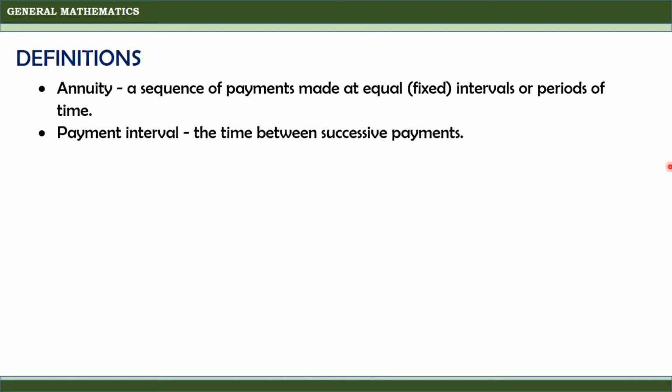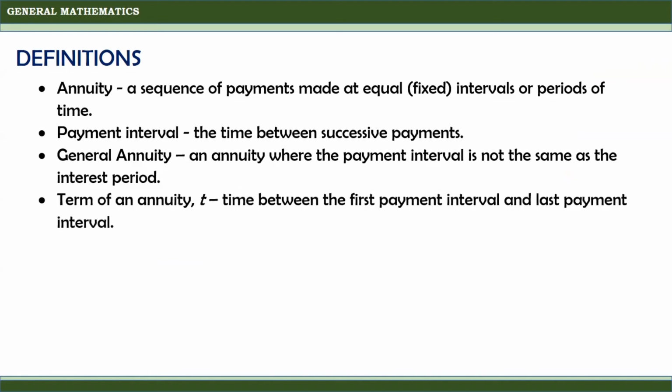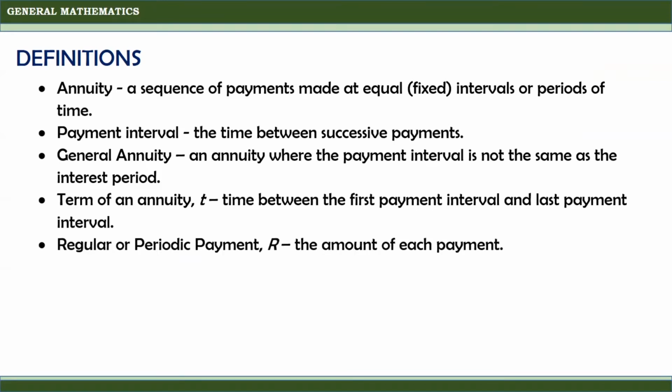Payment interval is the time between successive payments. General annuity is an annuity where the payment interval is not the same as the interest period. Term of an annuity, represented by T, is the time between the first payment interval and the last payment interval. Regular or periodic payment, represented by R, is the amount of each payment.